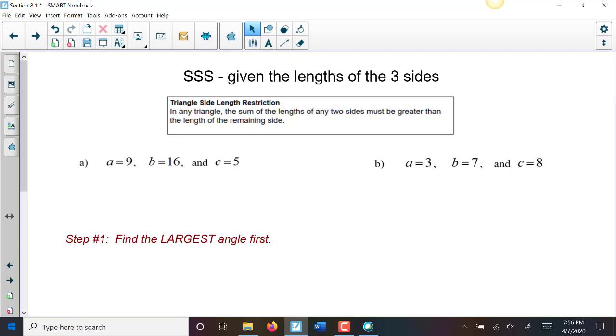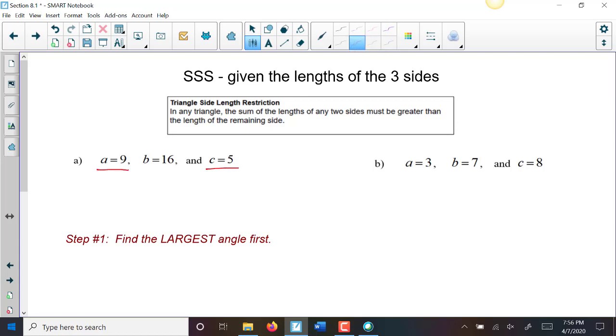Basically, it's saying that if you look at the two shortest sides, for example, in A, if I look at the two shorter ones, A and C, if I add those together, I get 14. Okay, so it says the sum of any two sides always has to be greater than the third side. The third side is 16. Is the sum of those two greater than 16? No.